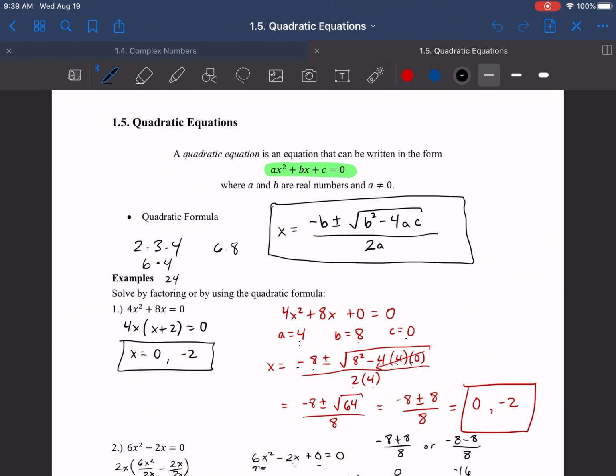All right, so let's get started here with 1.5. This one is just a little bit of information and then a lot of practicing on your part. So we're going to look at quadratic equations here.